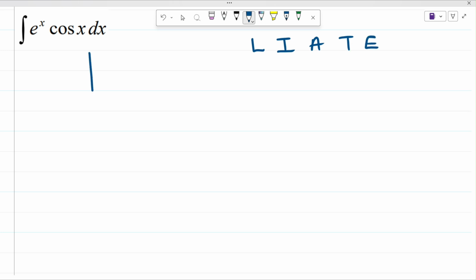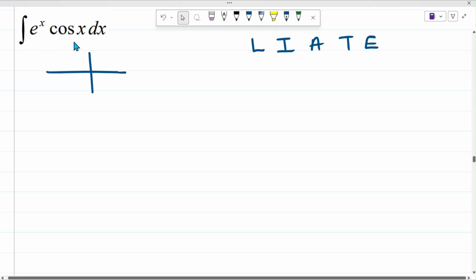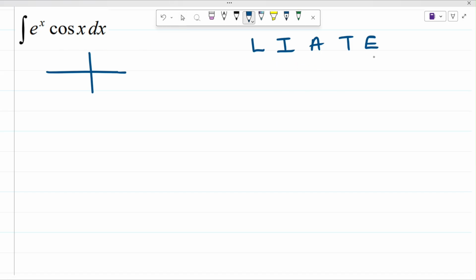Okay, then you draw your cross. After drawing your cross, you then identify the different types of functions that you're dealing with. So for this case, we have an exponential function and a trigonometric function.